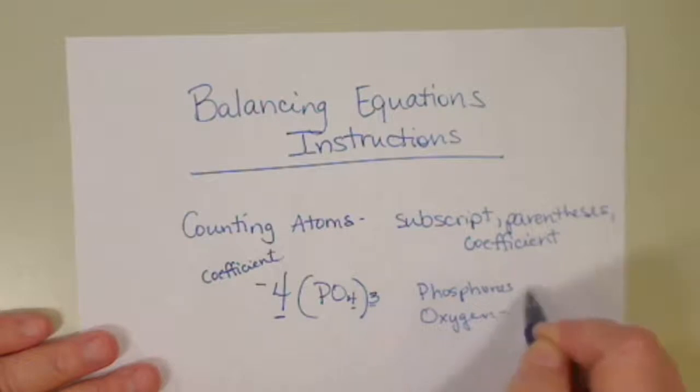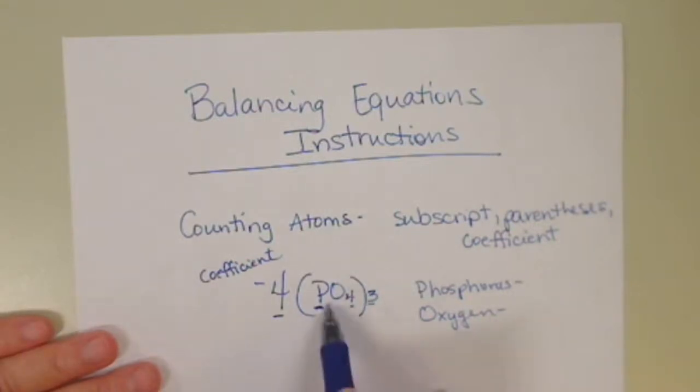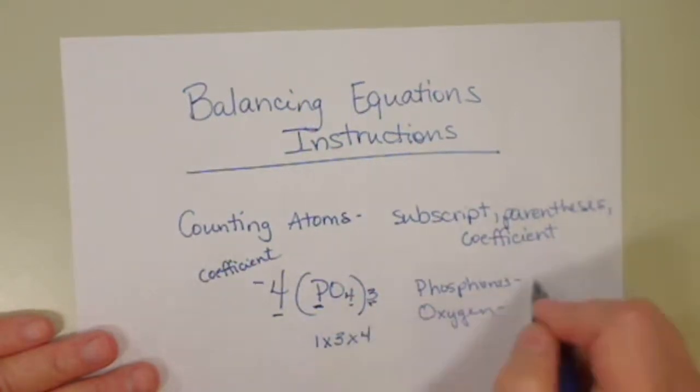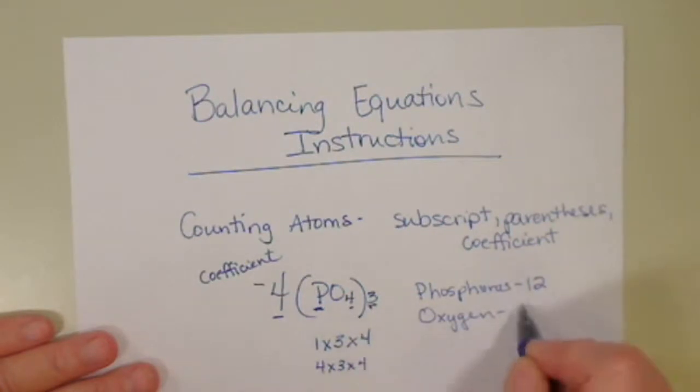And remember the little saying, subscript, parentheses, coefficient. So you're going to go to phosphorus. There is no subscript, so it's automatically a 1. After subscript, you go to the parentheses. There are parentheses that it's inside. So you multiply it times the 3, and then times the coefficient out front for a total of 12 atoms of phosphorus. Our oxygen would end up being 4 times 3 is 12, times 4 is 48.